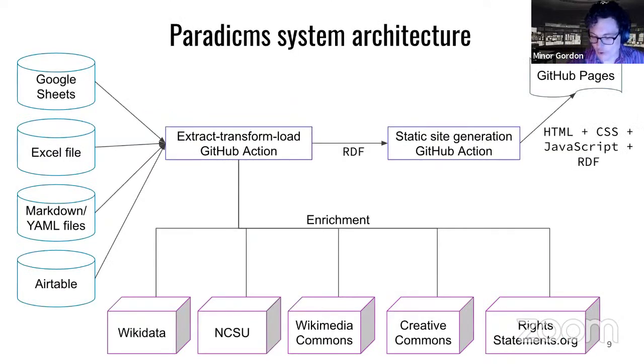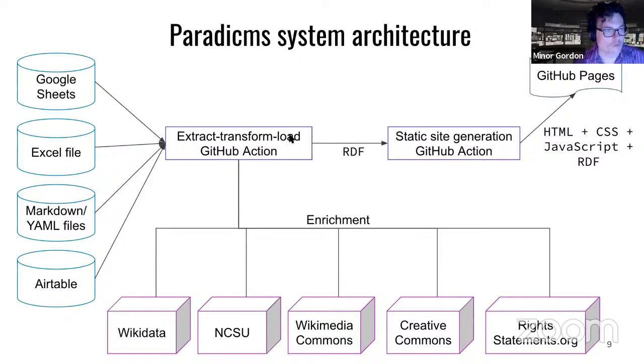So how are we going to do that? Well, here's the system architecture diagram that I promised. It starts with the data sources over here: Google Sheets, Excel files, Markdown, YAML, and so on. I used to support Omeka Classic. I know that's being phased out to some degree now. I intend to support Omeka S there. And then using GitHub Actions to essentially do extract, transform, load.